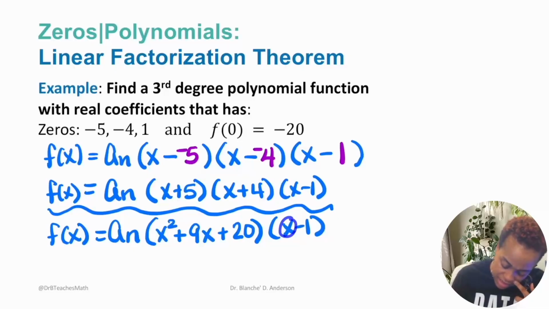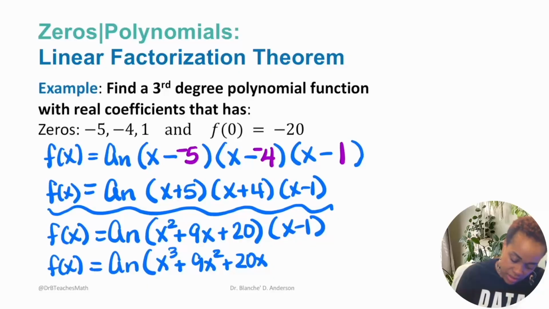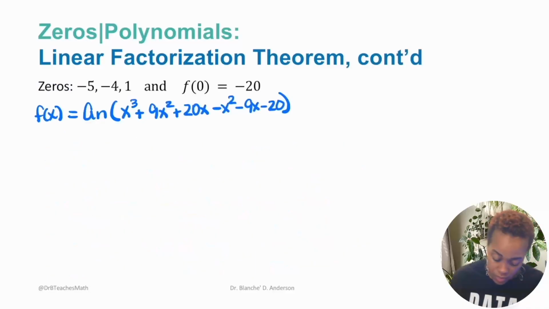Now we're going to take x times everybody, and we're going to take minus 1 times everybody. Okay, so now we're going to multiply these two together. So x times everybody, that's going to be x cubed plus 9x squared plus 20x. Okay, I took x times everybody. Now I'm going to take minus 1 times everybody. So I'm going to have minus x squared minus 9x minus 20. So far, so good? Okay, let's keep going.